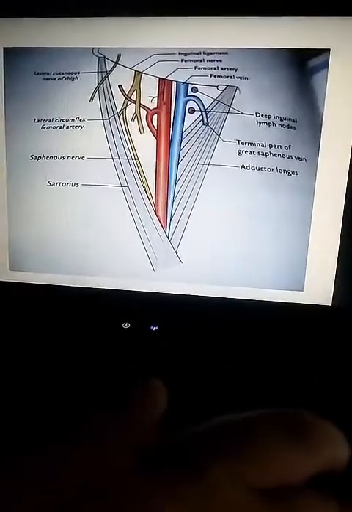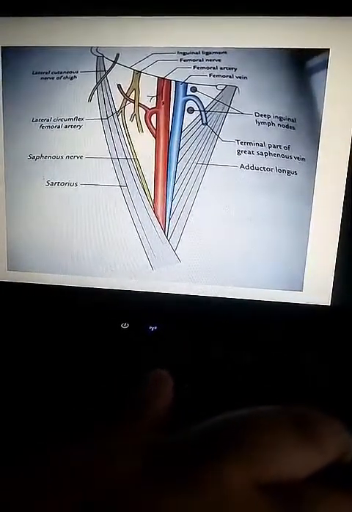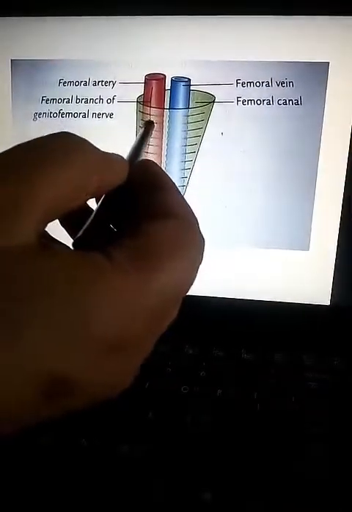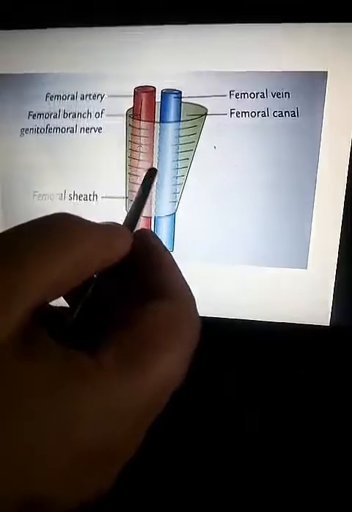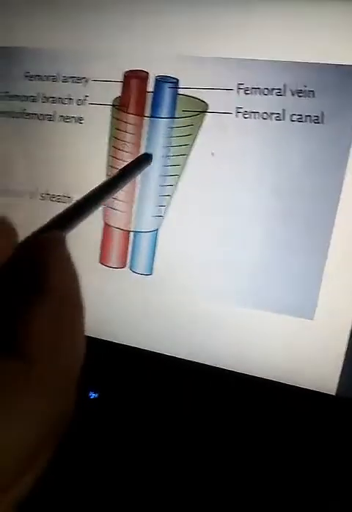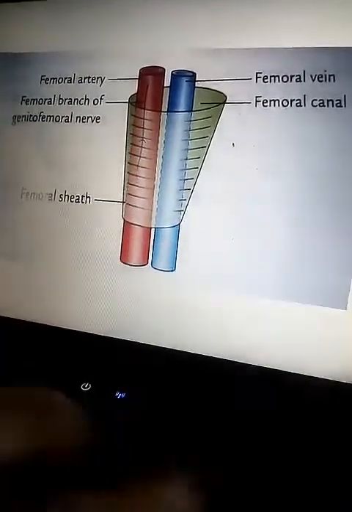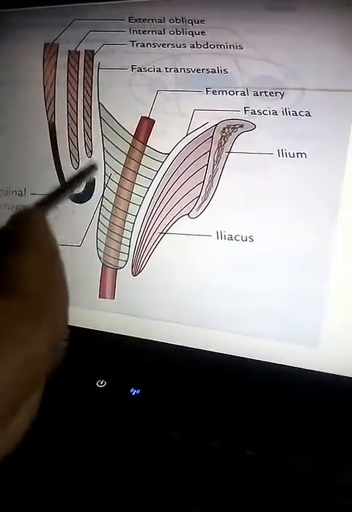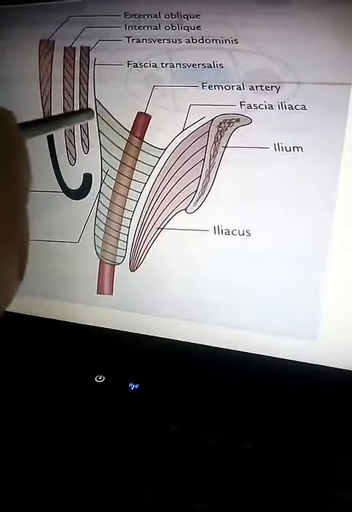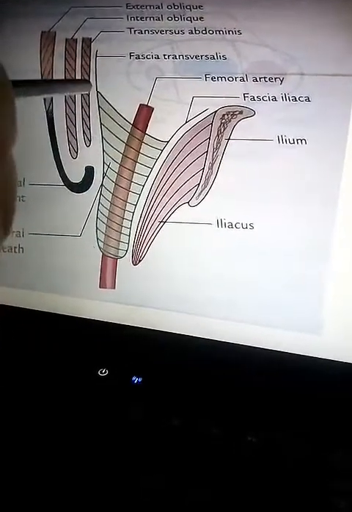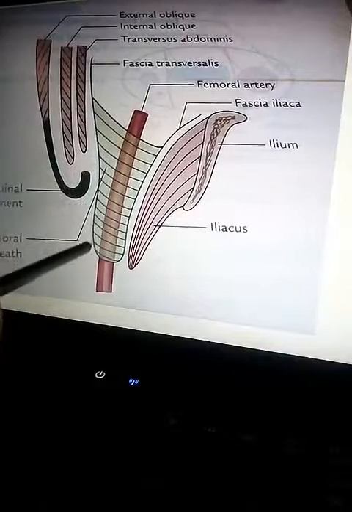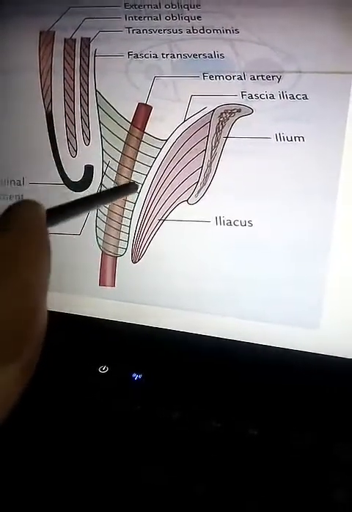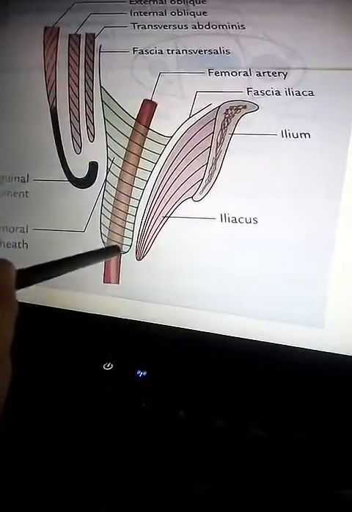Femoral sheath. Now, what is femoral sheath? It's a funnel-shaped fascial sheath enclosing the upper 3 to 4 centimeters of the femoral vessels. It has anterior and posterior layers. Anterior layer is formed by the continuation of the fascia transversalis, and the posterior layer is formed by the downward continuation of the fascia iliaca.